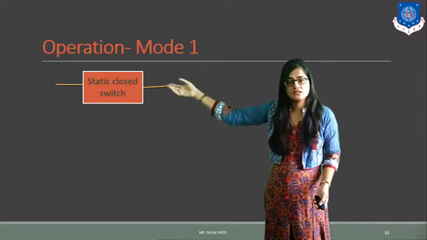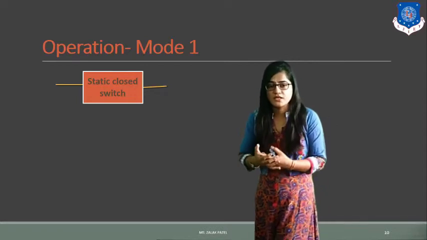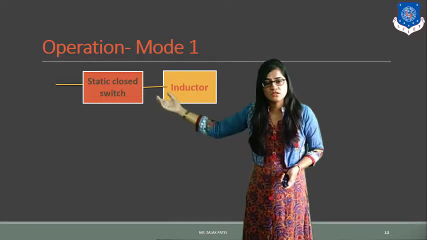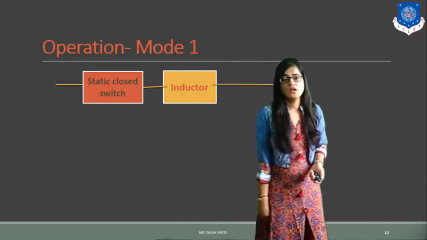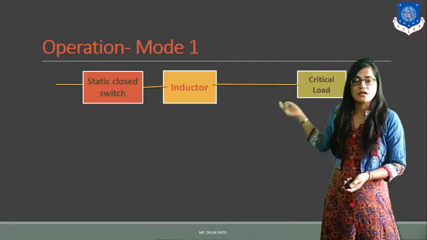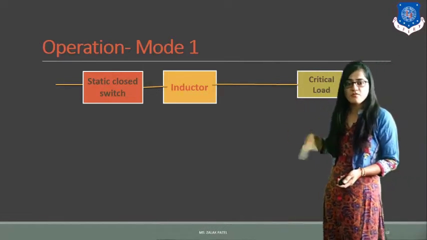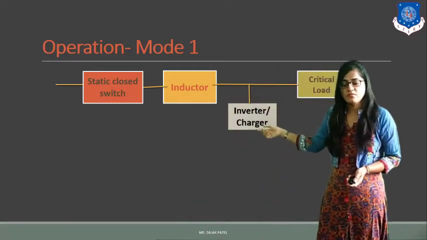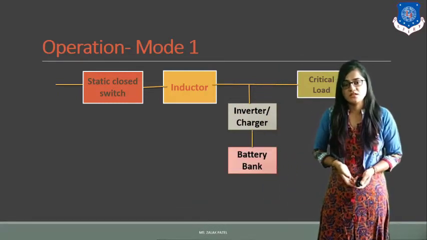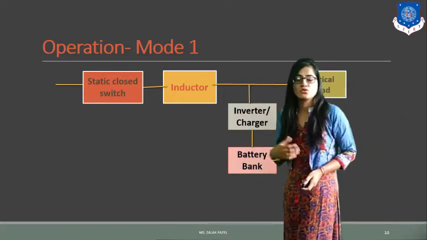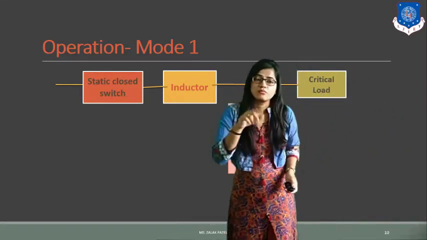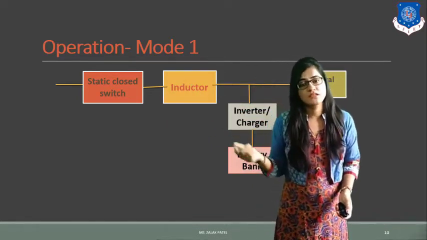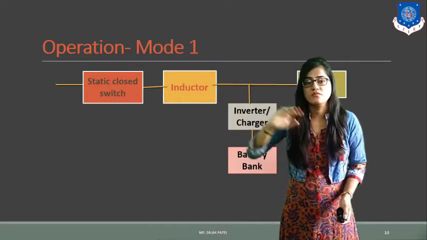In the first case, the static switch is closed, meaning the two SCRs are connected and both switches are closed. If the switch is closed, it is directly connected with the inductor. The inductor is further connected with the critical load. It can be of any type of load, but with a high amount of load. Again, for saving the power, it will be given to the inverter plus charger or the battery bank. So this is the mode 1 block diagram. Here please note that the static switch is closed. In the case of mode 2, you will see that this switch will remain open.